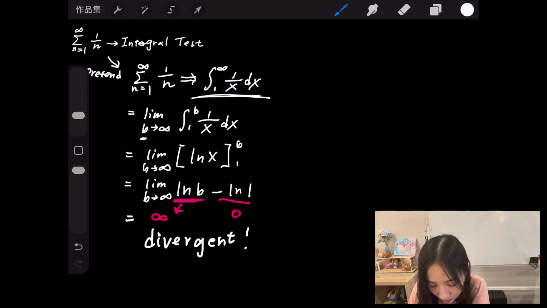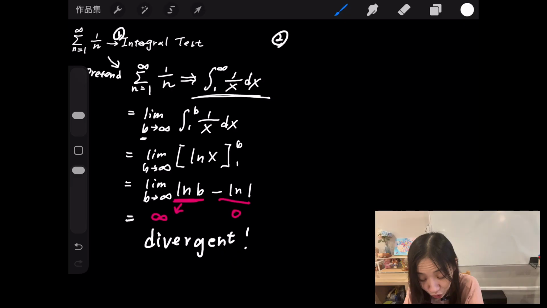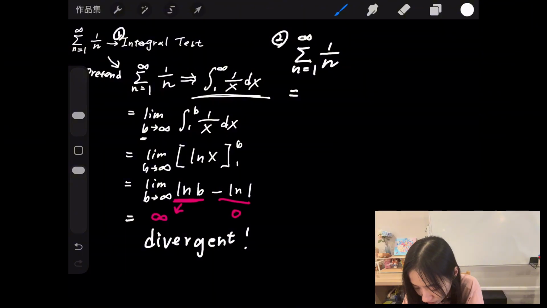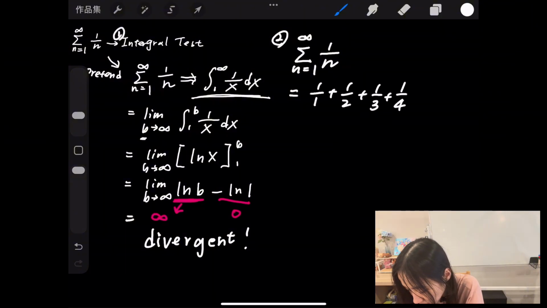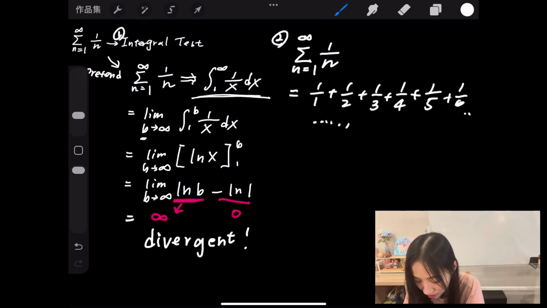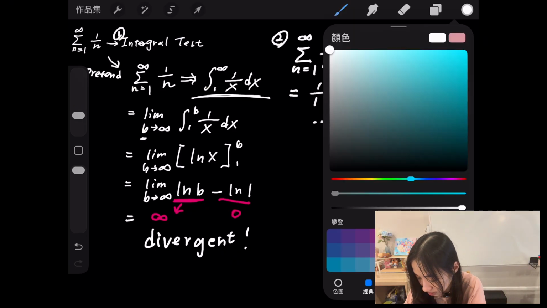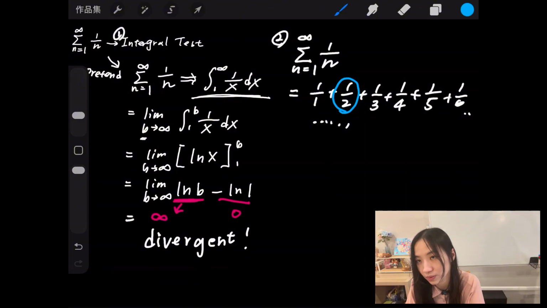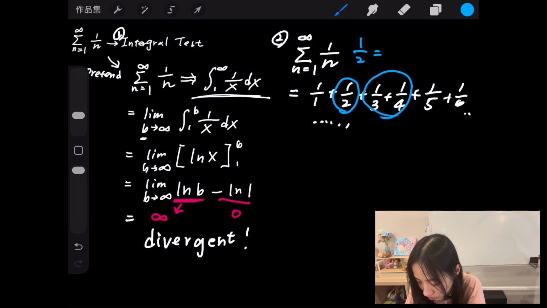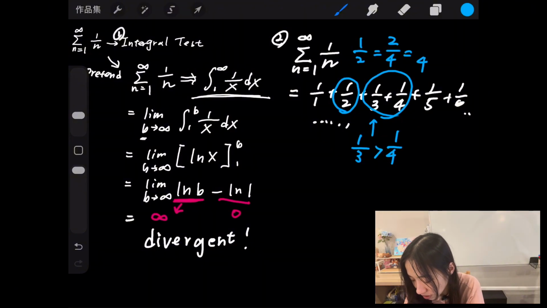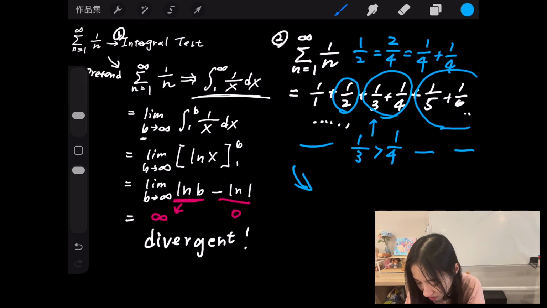The second way is to put in numbers to observe. So this series, the sum from n equals 1 to infinity of 1 over n, looks like 1 over 1 plus 1 over 2 plus 1 over 3 plus 1 over 4 plus 1 over 5 plus 1 over 6, and so forth. Let's start from the second term, which is 1 over 2, and observe. As you can see, 1 over 3 is bigger than 1 over 4, and 2 over 4 is equal to 1 over 4 plus 1 over 4. So the sum is going to be bigger and bigger, which makes the infinite series divergent.